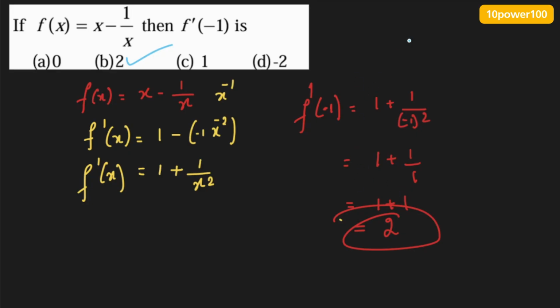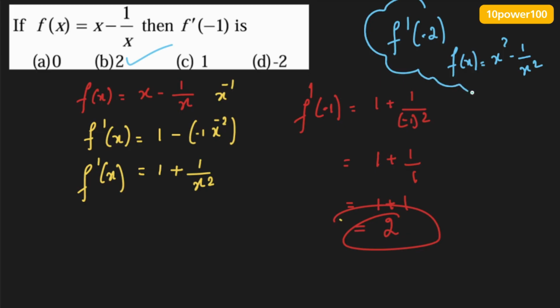Now I want you to find f dash of minus 2 for this function. f of x is equal to x square minus 1 by x square. Find f dash of minus 2 for this.